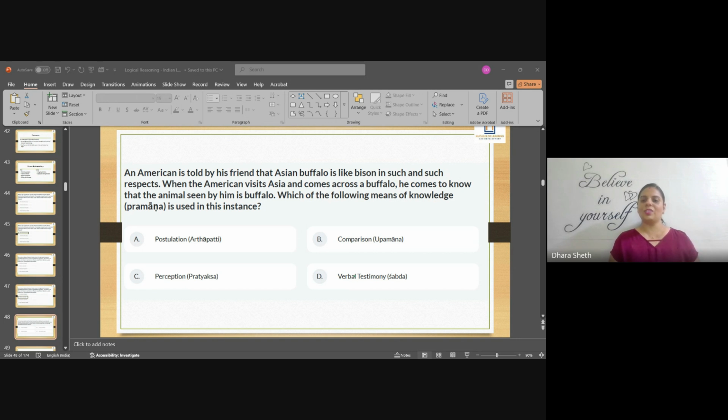Which of the following means of knowledge is used in this instance? Which Praman is used? Comparison or upaman.